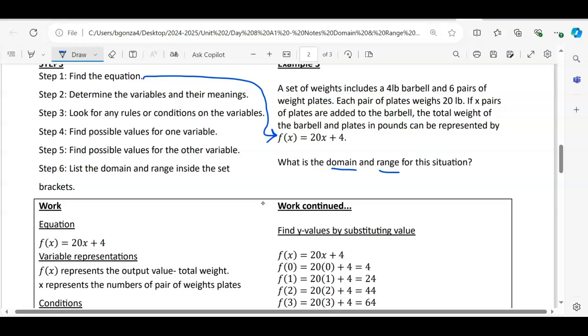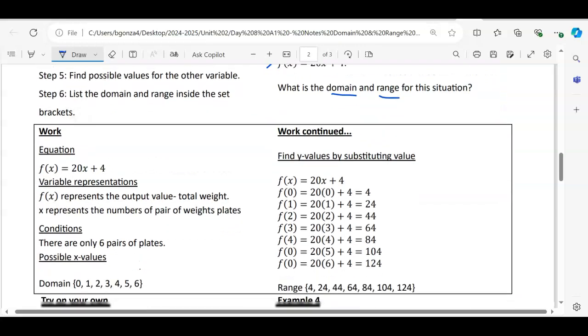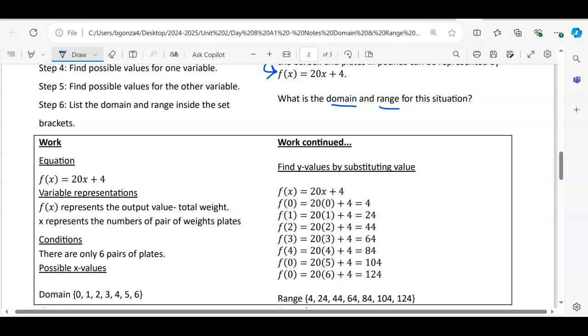Now, do you remember the warm-up today where I gave you the domain? This one does not give you the domain number-wise, but it's in the word problem, okay? So look at the work down here, okay? They found the equation, 20x plus 4, right? They know that the f of x, the y value, represents the output, which is your weight. X represents the plates. Okay, why does x represent plates? Because it's independent. Okay, the weight depends on the number of plates. Whatever is depending on something else is the y value. The independent variable is the x value.